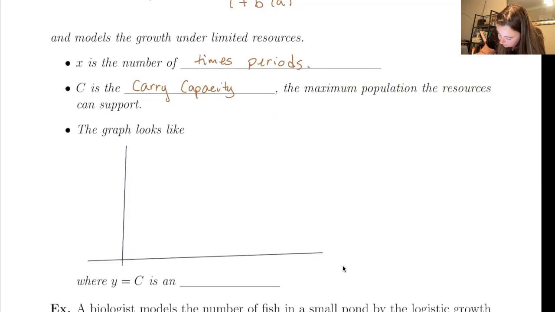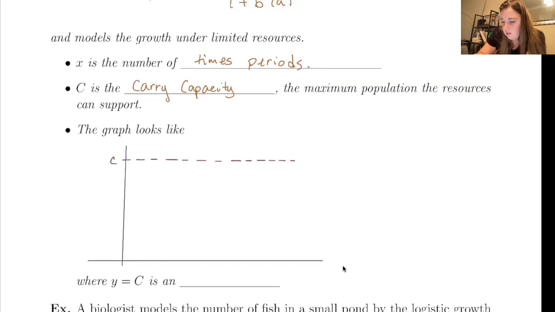So the graph is still going to look exponential, but that carrying capacity is really important. Let's call it C, my carrying capacity. My function is going to start down here and grow exponentially, and then it's going to flatten off. It's never really going to hit that carrying capacity. It's going to get really, really close.